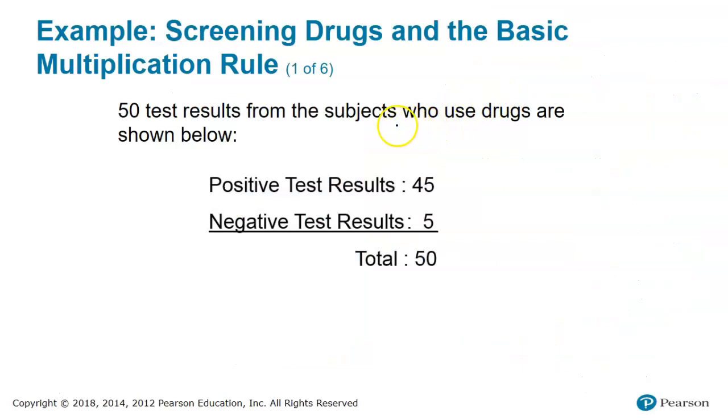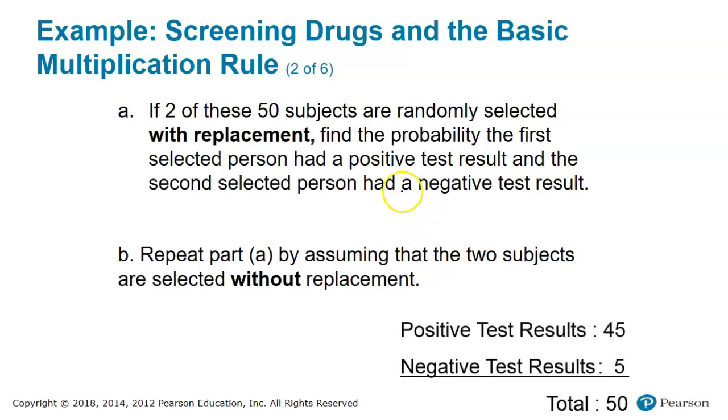Okay, here's a couple other examples. This is a drug screening, and these are the results that we get from this. We have 45 positive test results, 5 negative results, and a total of 50. So on this first one here, if 2 of the 50 subjects are randomly selected with replacement, find the probability that the first person selected had a positive test result and the second person selected had a negative test result.